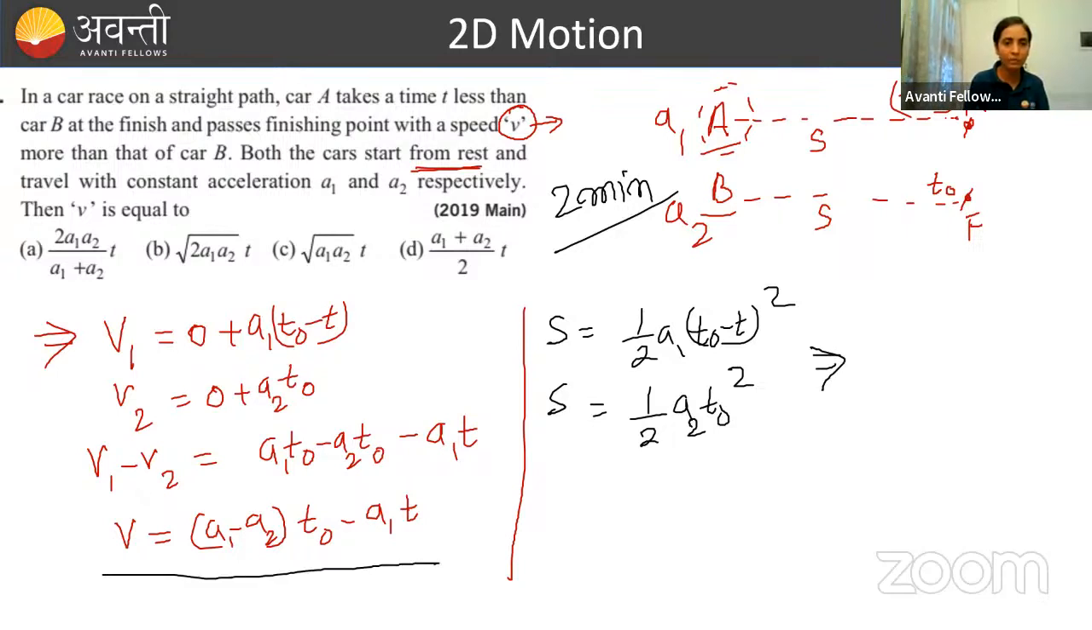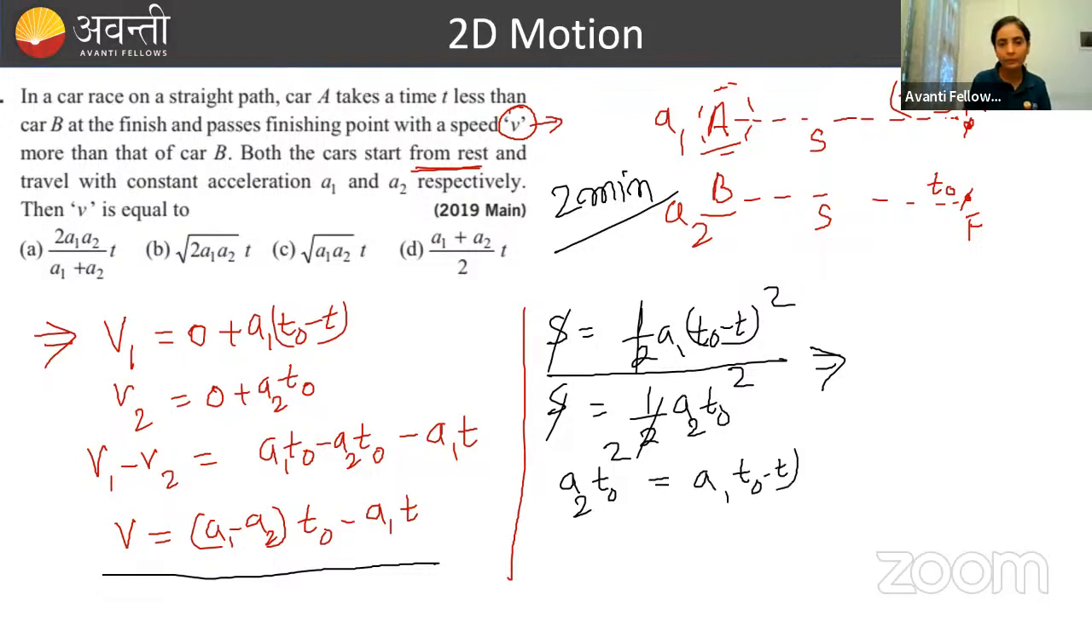We have one equation as this and another equation we have just got. If you subtract or just equate these two, or divide, S cancels, half cancels. So what you get is A2 t naught square equal to A1 times (t naught minus t) square. If I take the root on both sides, then we can write root A2 t naught equal to root A1 times (t naught minus t).